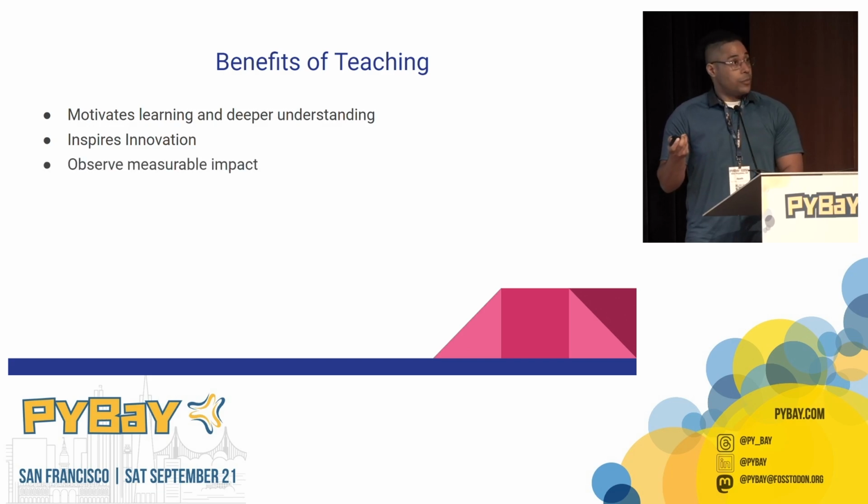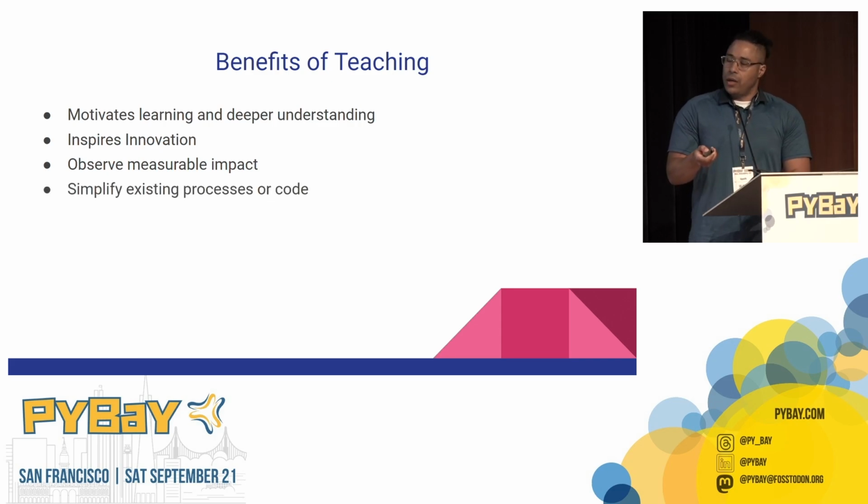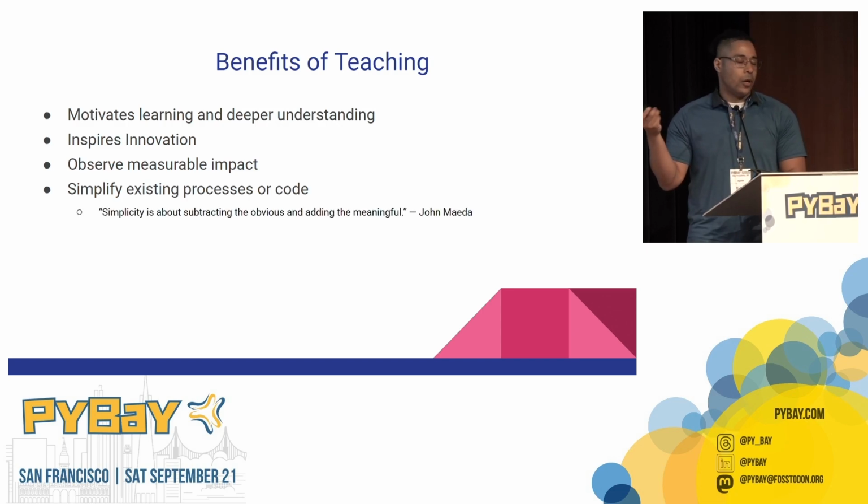There are many ways you can observe your measurable impact on it, right? Both direct and indirect, and with some examples I can show you how you can observe that impact. For the coding aspect, with knowledge transfers, pair programming, or what have you, you can simplify existing processes or code, right? There's a quote right there that shows what simplicity is and a lot of the reasons why we want simplicity in a lot of our processes.